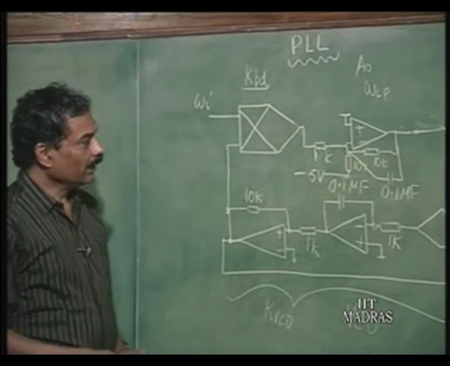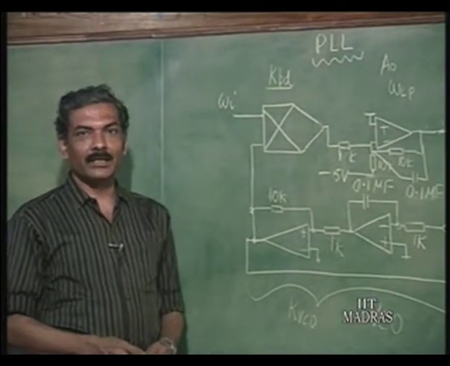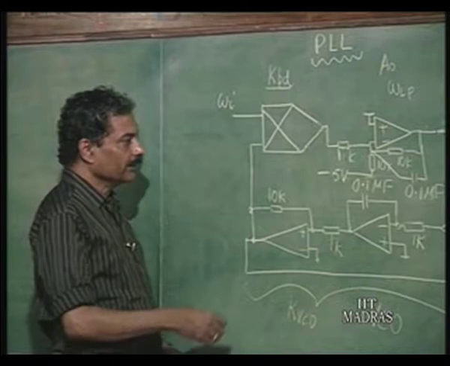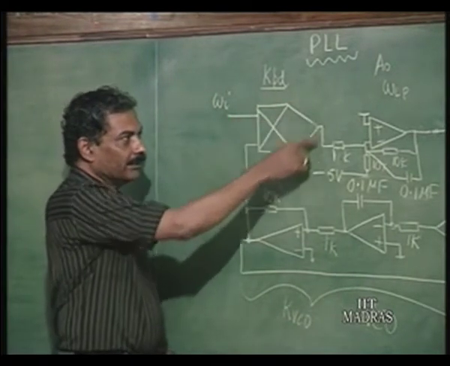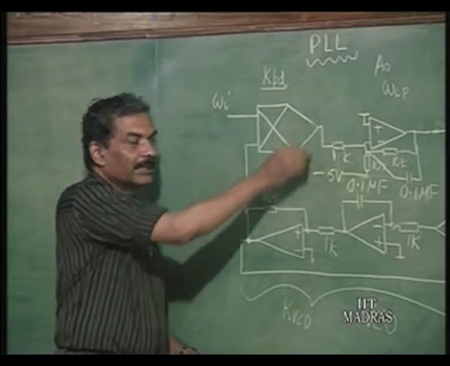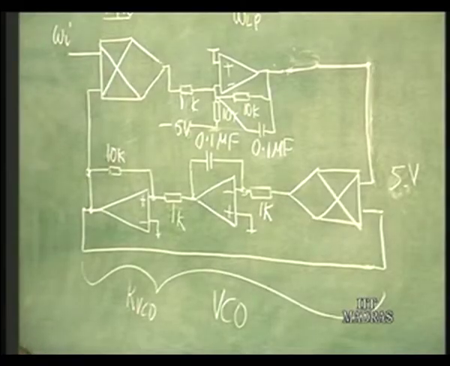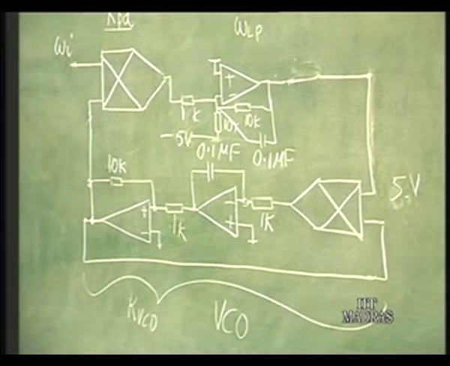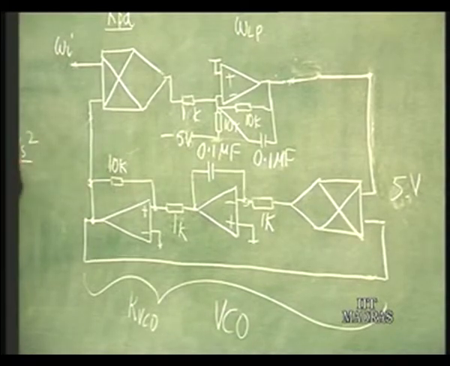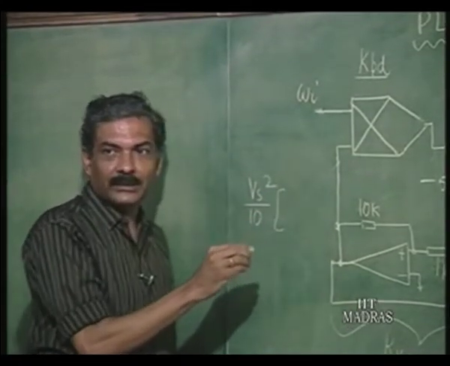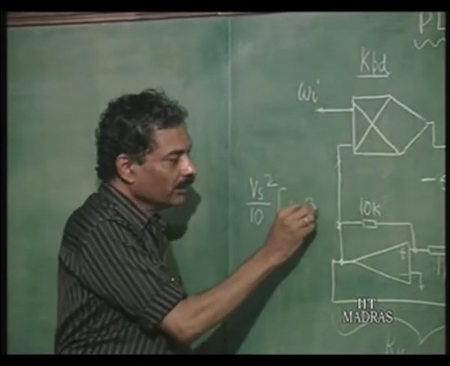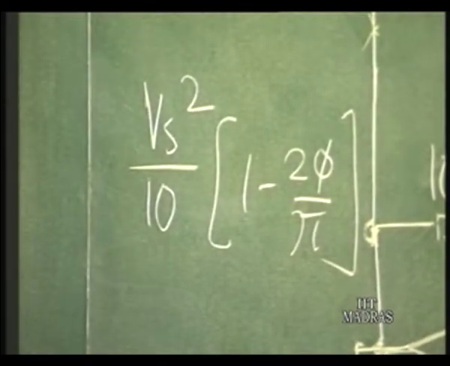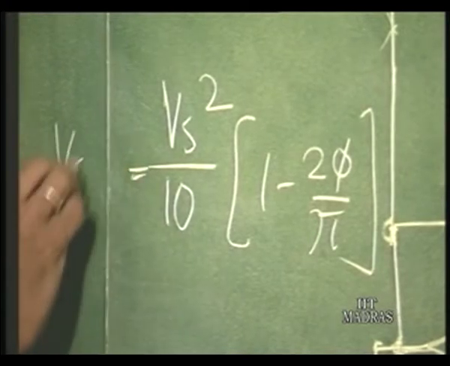Now we will demonstrate the working of the phase lock loop, which we have already studied. You can see here the phase detector that we are using is nothing but a multiplier itself. The multiplier with inputs going to saturation, let us say plus Vs minus Vs. So, basically we have Vs squared divided by 10 into 1 minus 2 phi divided by pi. This we have derived earlier, this is a linear phase detector, and therefore, this is the V average.